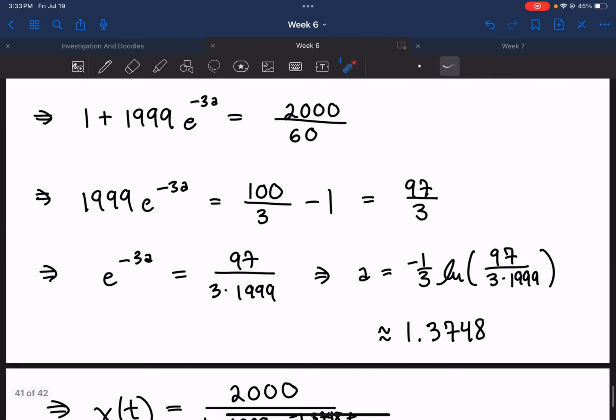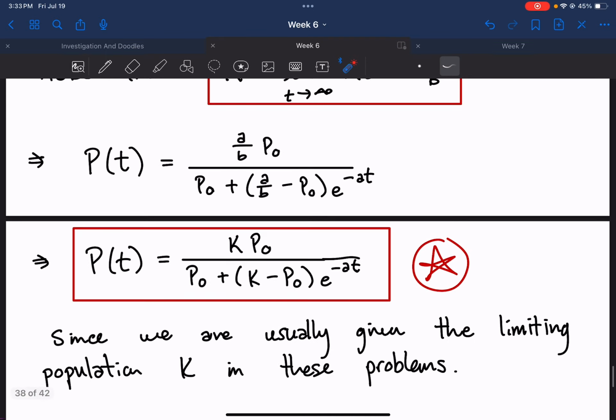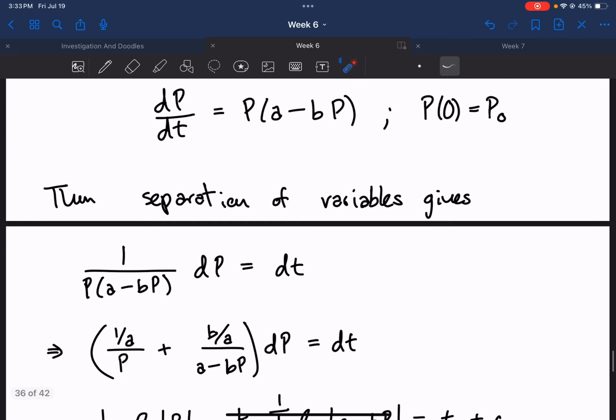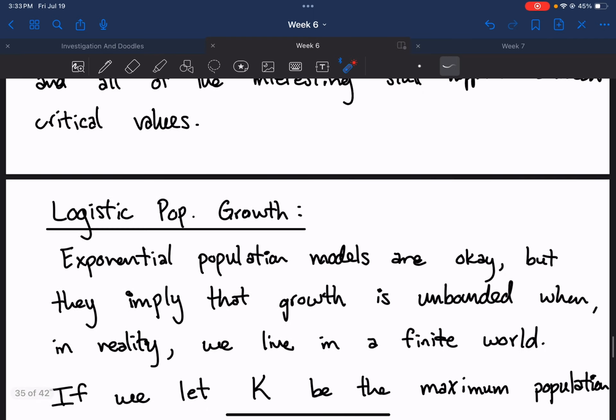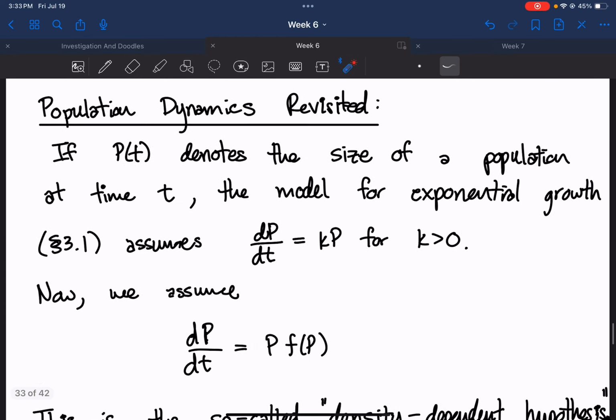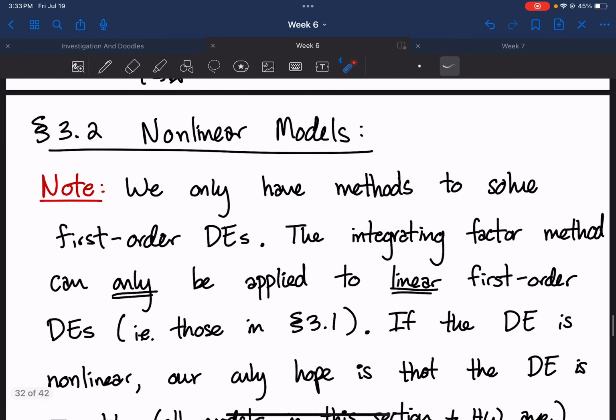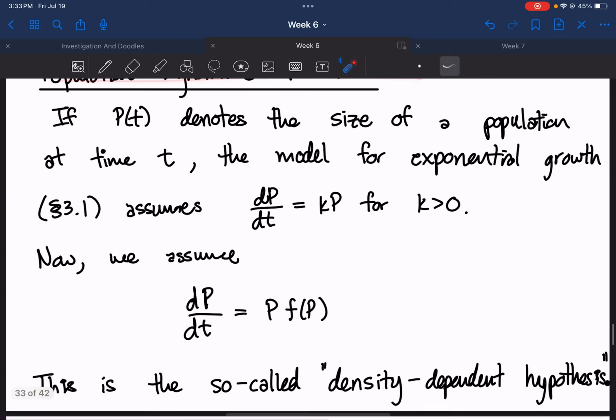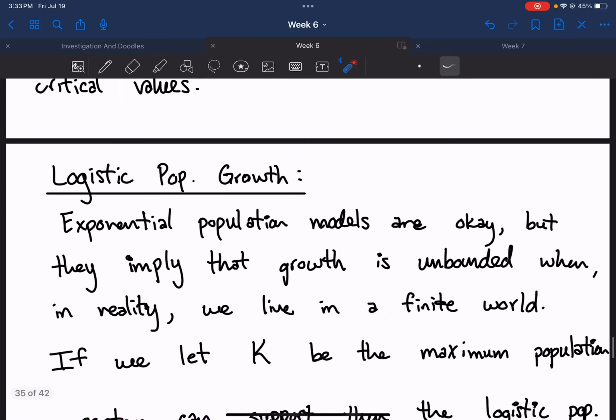This is about it for the nonlinear case. There's only one type of problem in section 3.2, and it's all just population dynamics.